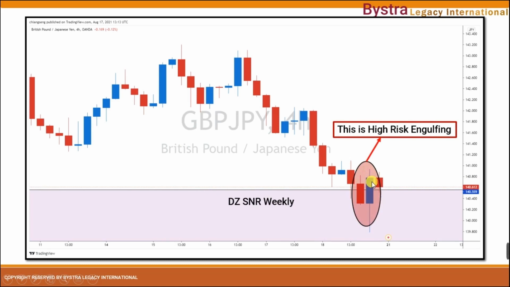If me, I wouldn't consider this as a good rejection. Remember, in the basic engulfing class that we learned, this is the bullish engulfing of the high risk type. If there were another bullish candle here, a Marubozu, then yes, I will take it as a good rejection. But now it's showing a red. No, it's very high risk.